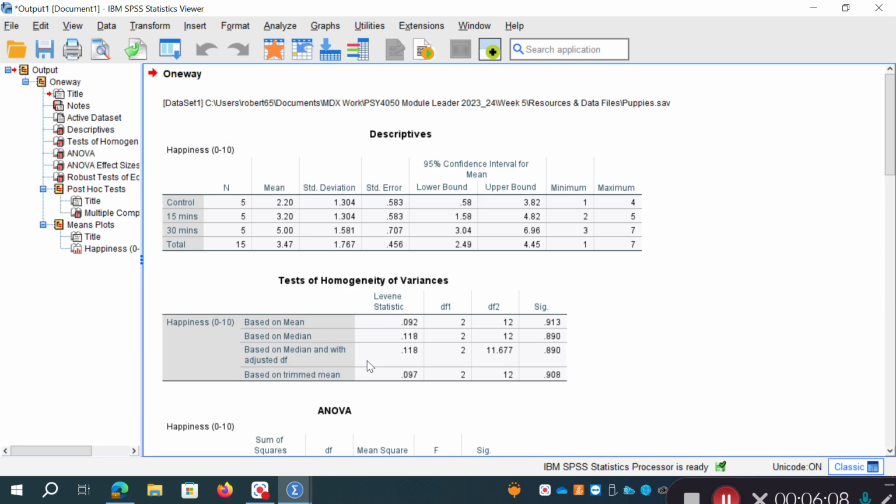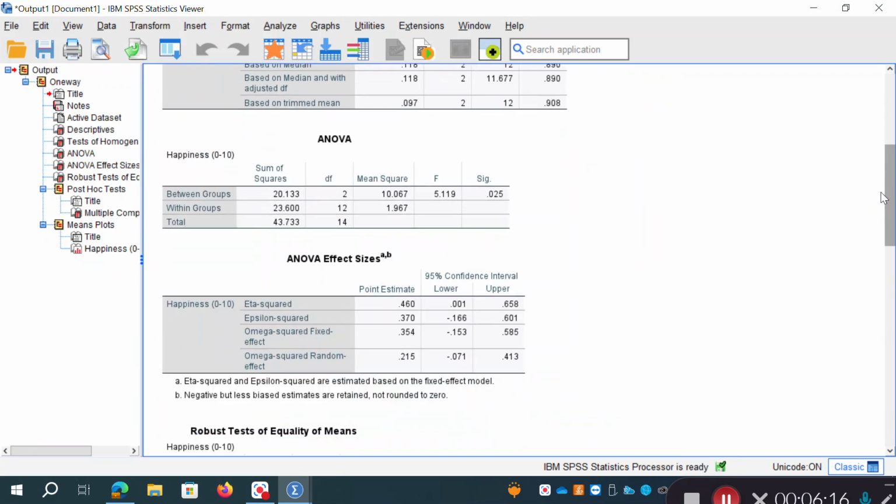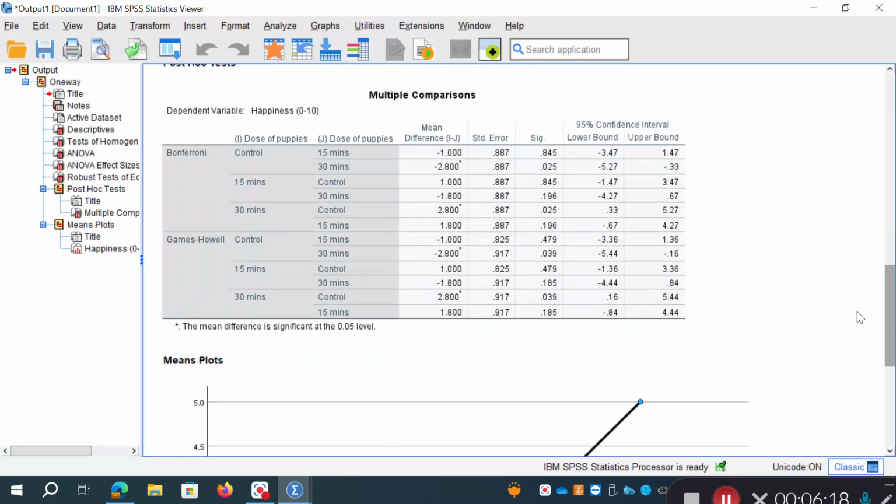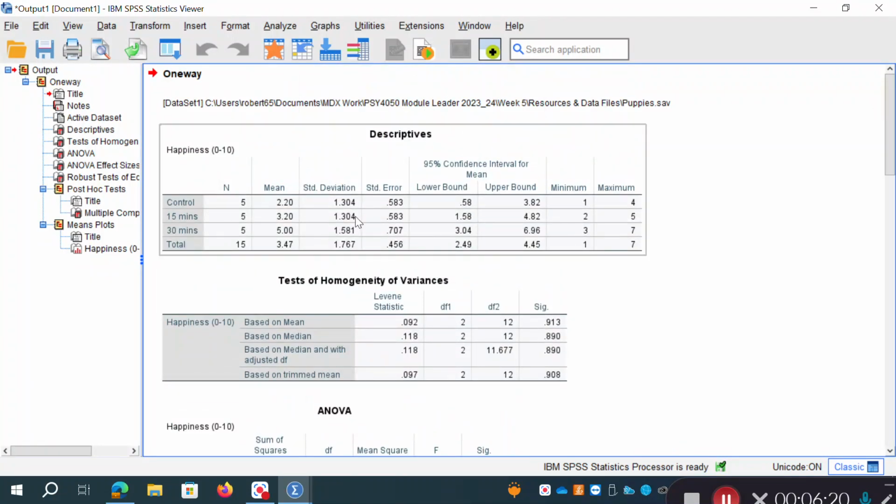It's going to give us our output in a separate output window, as SPSS always does. And you can see here it's given us a number of different tables. Let's work through them in order. First of all, it's given us a table of descriptive statistics. So you can see the Ns for each of our groups, 5 in each group, and it's given us the group means.